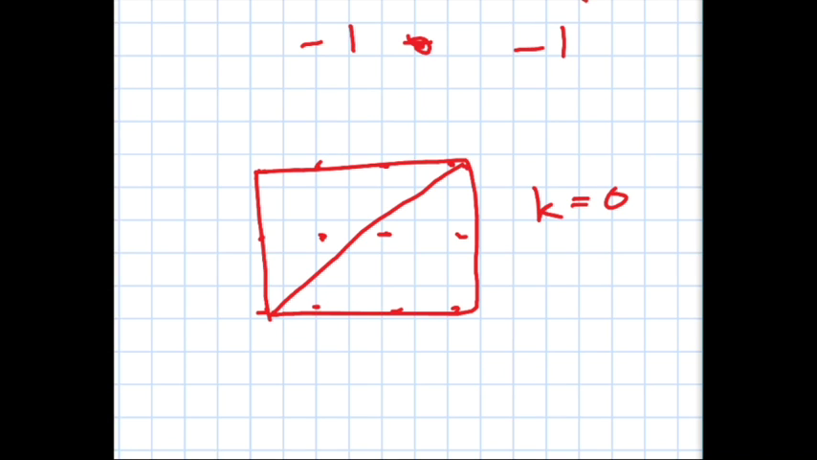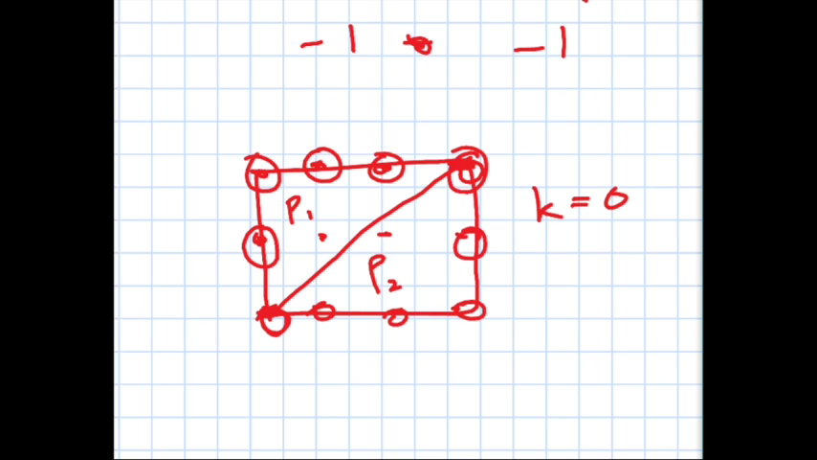So this is my p1, this is my p2, and this whole rectangle is my p. So what is b of p1? 1 2 3 4 5 6. And what is b of p2? Again 1 2 3 4 5 6. And what is b of p? 1 2 3 4 5 6 7 8 9 10.